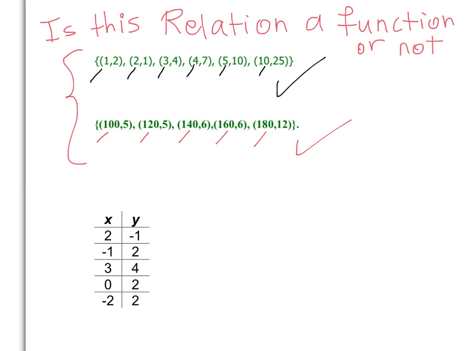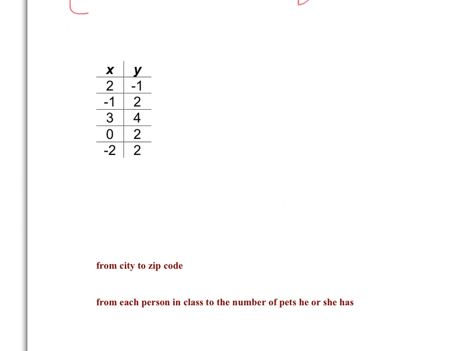Now, they can give it to you in table form. Again, it's the same concept. We have 2, -1, 3, 0, and -2. As you can see, no x value is repeated, so yes, it is a function. So this is a second representation.